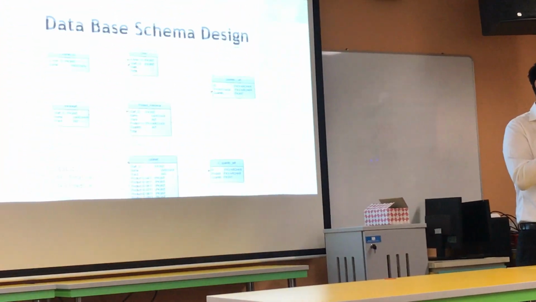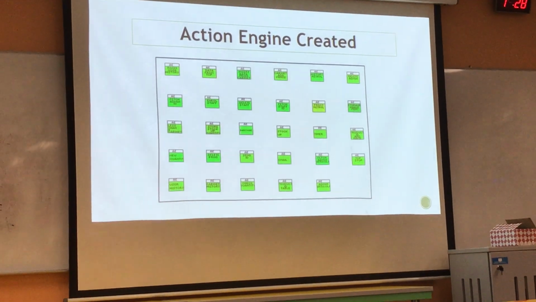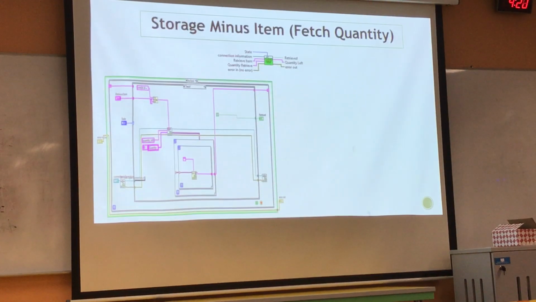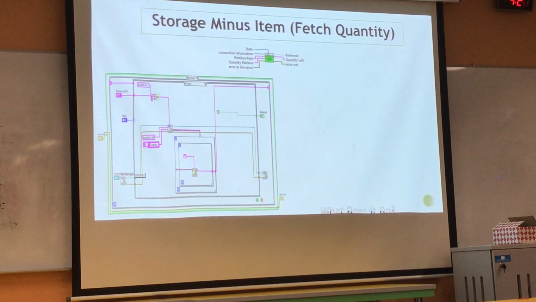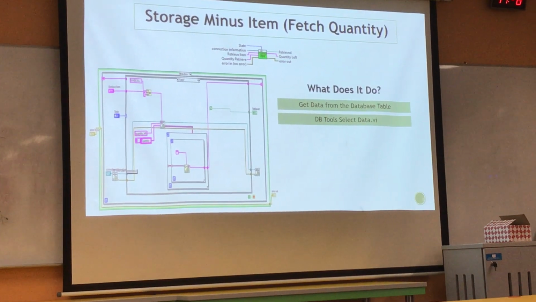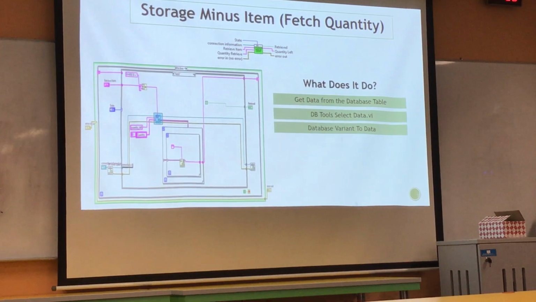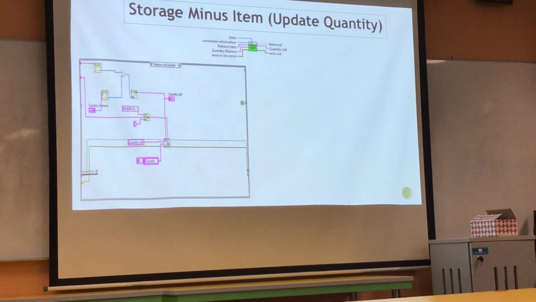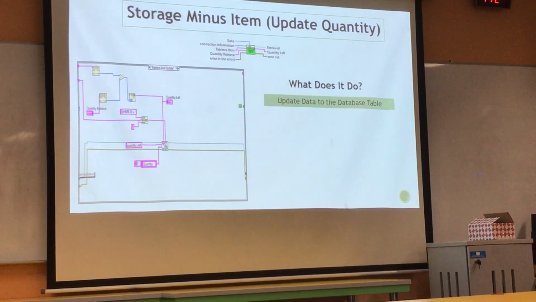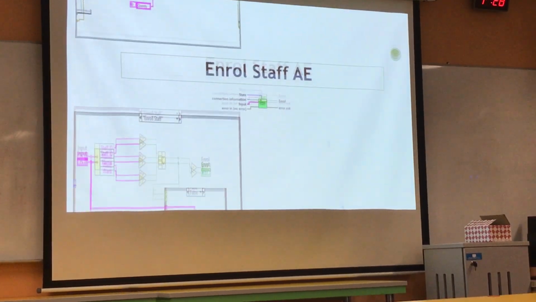So this is the database. This is my database schema design, and this is the action engine created. This is an example of the fetch or get quantity for the database. It gets the data from the database table, using DB Tools Select Data and Variant to Data. So this is the update quantity. After it has done the action, the quantity will then be updated back to the same table and at the same column. So I'm using DB Tools Update Data.